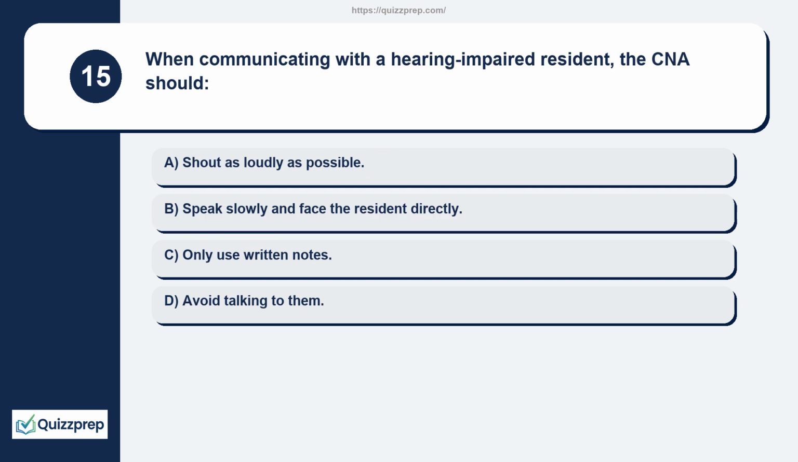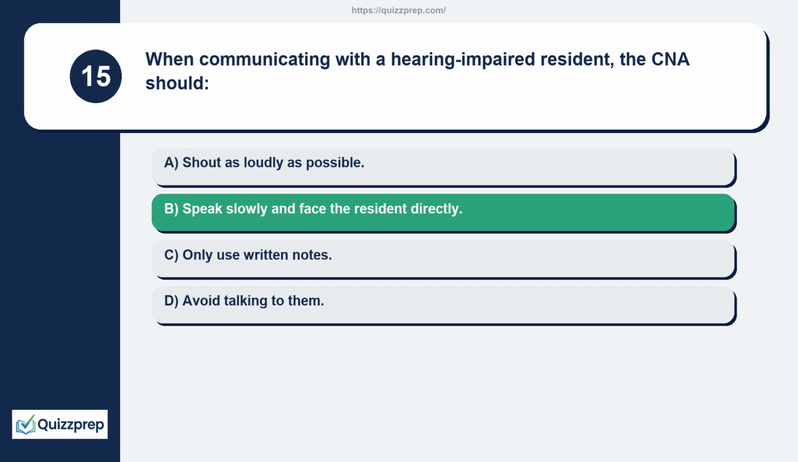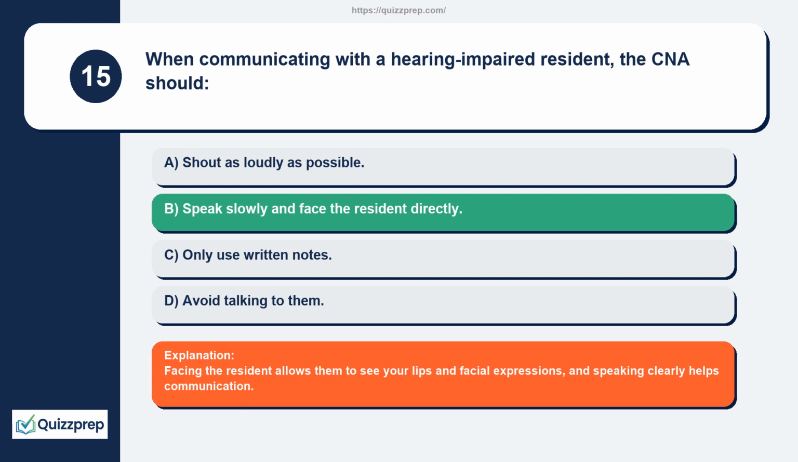Question 15. When communicating with a hearing-impaired resident, the CNA should: shout as loudly as possible, speak slowly and face the resident directly, only use written notes, avoid talking to them. Facing the resident allows them to see your lips and facial expressions, and speaking clearly helps communication.